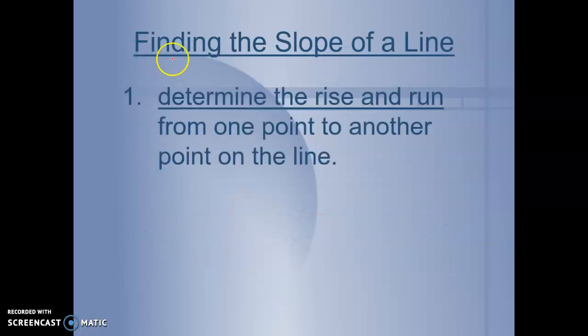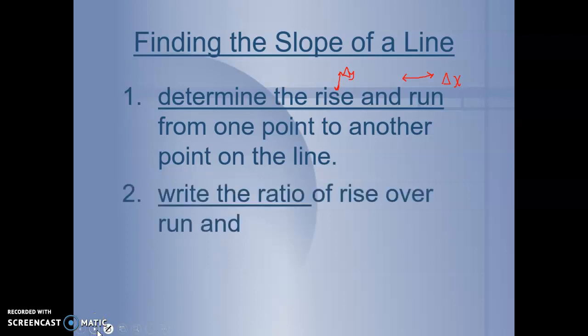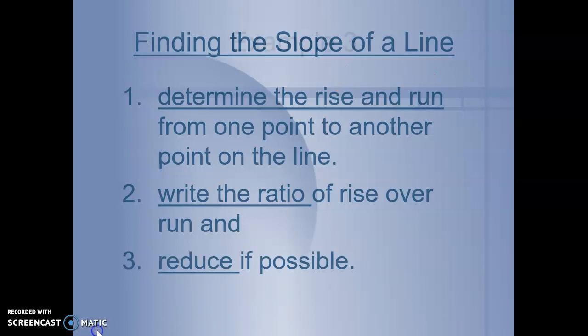So when finding the slope of a line, first we want to determine the rise and run from one point to another point on the line. Remember, rise is just how much it changes vertically, so it's the change in your y values, and run is how much it changes horizontally, or the change in your x values. We then want to write the ratio of rise over run and reduce if possible. And we can write the ratio just by looking at the graph or using our formula to help us write that ratio.